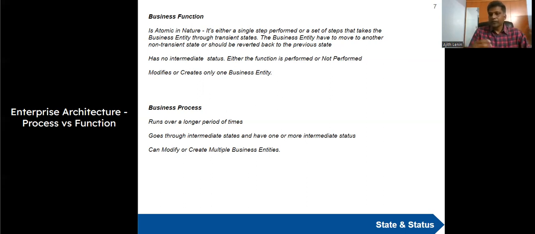A business function typically works on one specific business entity. From a business process perspective, it runs over a longer time. It has solid states in between, and it can also modify or create multiple business entities. So that is some basic classification I wanted to bring in, to avoid the confusion between when we call something a business function versus a business process.